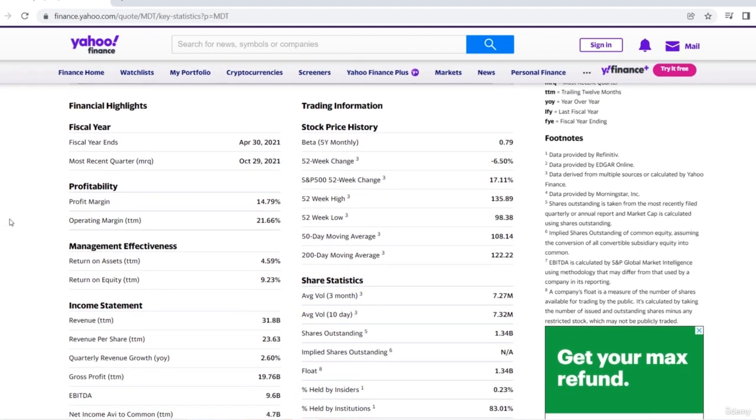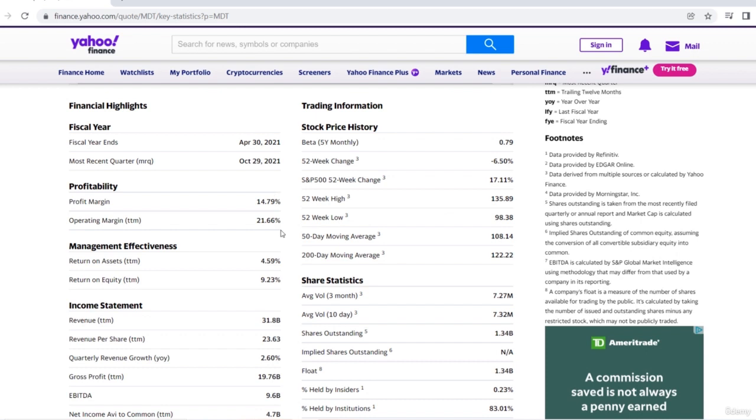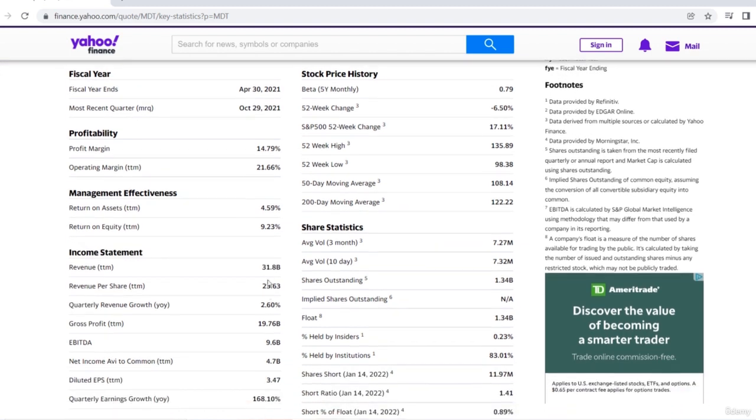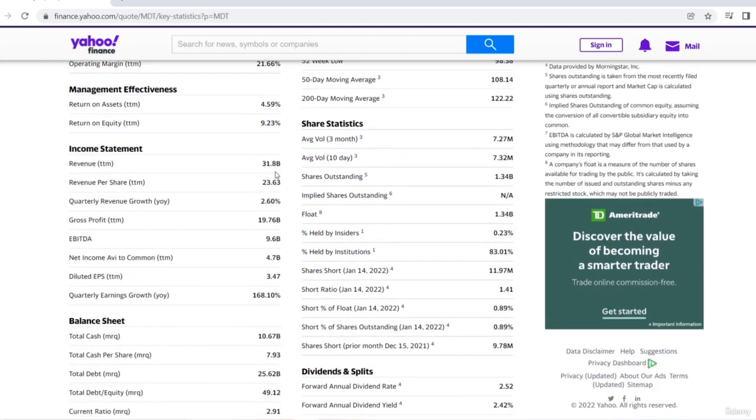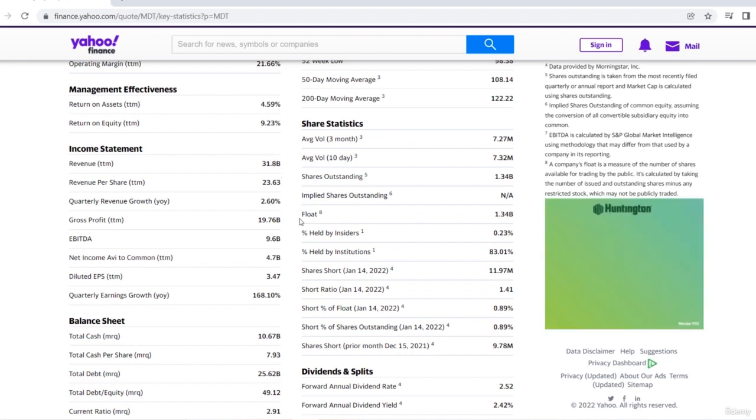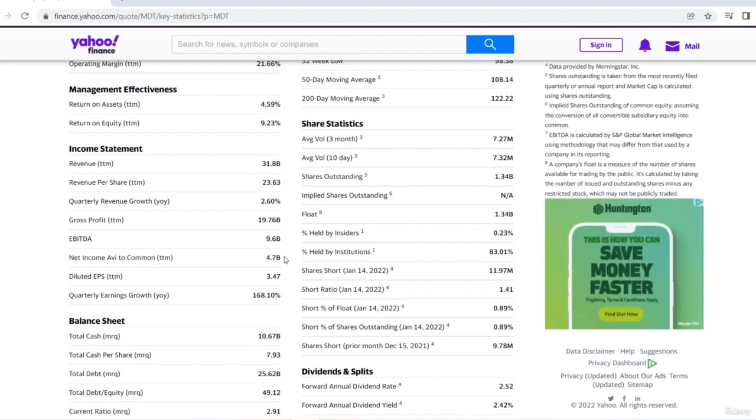Looking at some of the other highlights, with any stock you could really dive in even deeper. Over the last 52 weeks, or 1 year, they're down 6.5% compared to the broader S&P 500 market, up 17% at the time of this recording. Real strong profit margins and operating margins. Their return on assets and return on equity are not stellar. They have a good management team, but they haven't really shown it in the numbers there. They generate lots of revenue, $31 billion over the last TTM, or trailing 12 months, so a real large revenue per share.